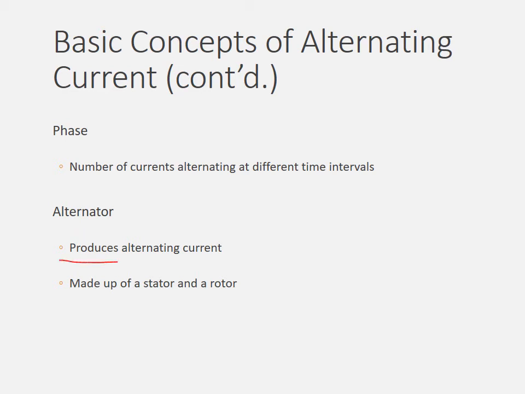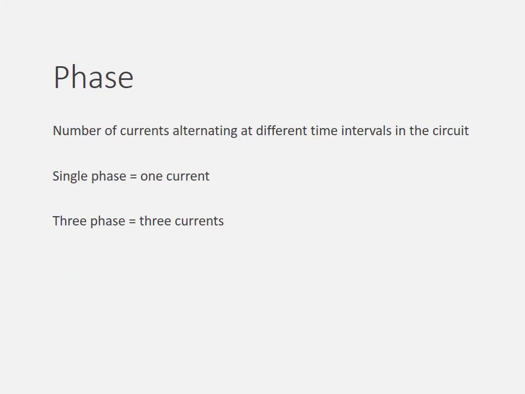An alternator alternates between currents, so it produces alternating current. It's made up of a stator and rotor. If you look at your car alternator, it's basically a motor: you turn the motor and you get alternating current. Looking at the phases again, they are the number of currents in one circuit. Single phase, one current.